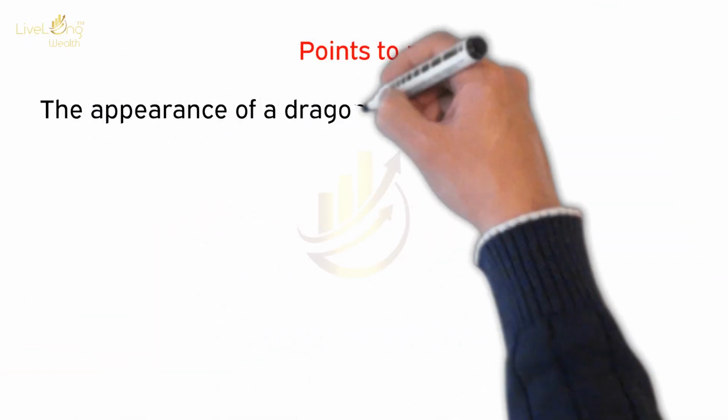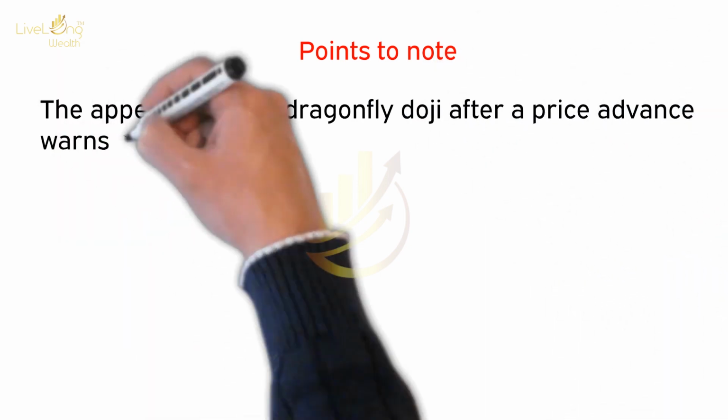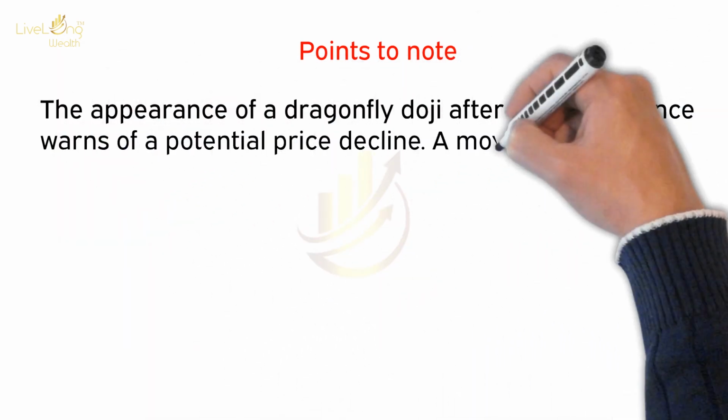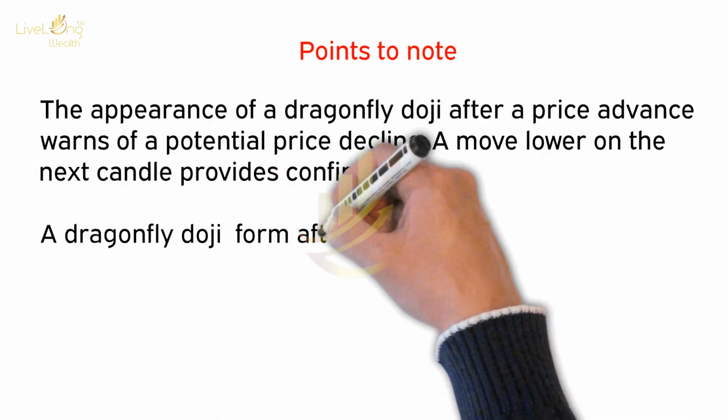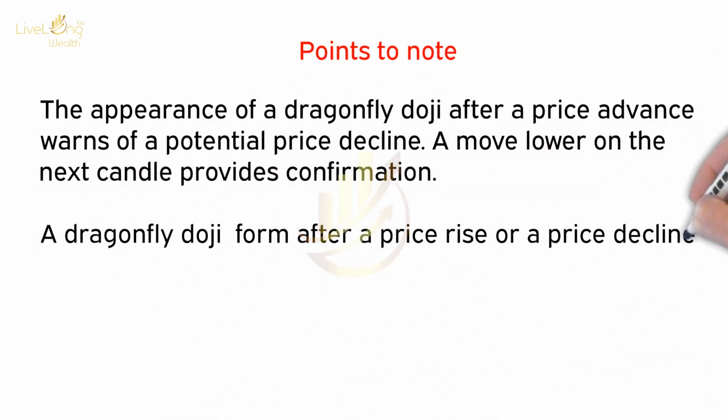The appearance of a Dragonfly Doji after a price advance warns of a potential price decline. A move lower on the next candle provides confirmation. A Dragonfly Doji can form after a price rise or a price decline.